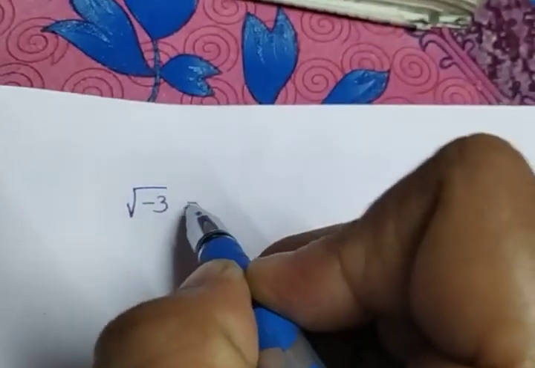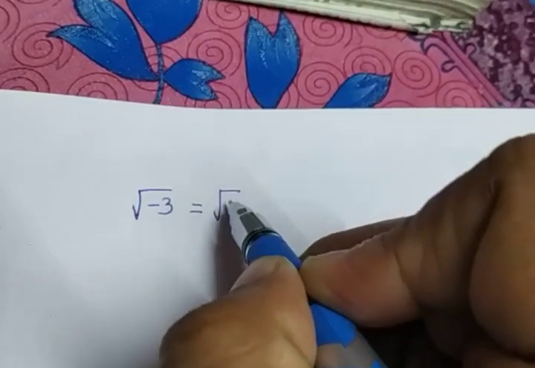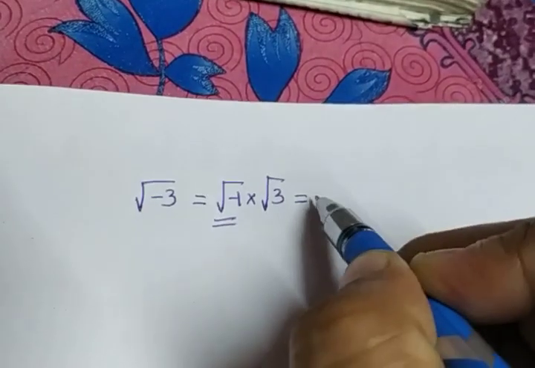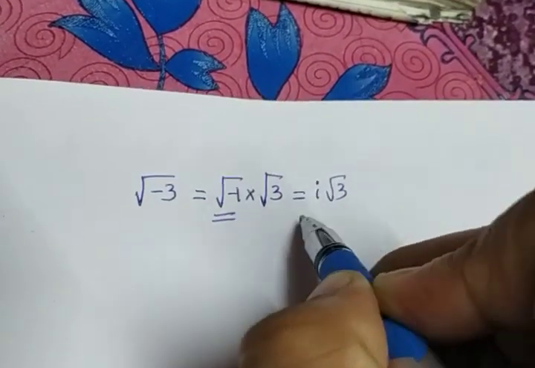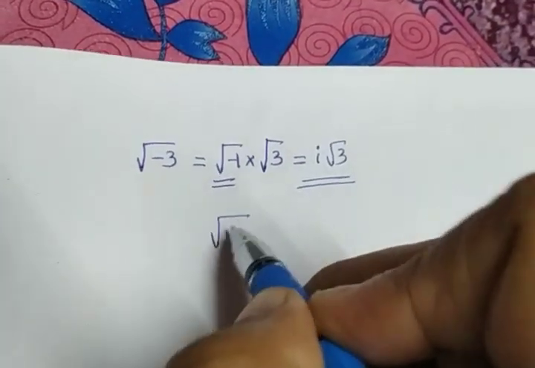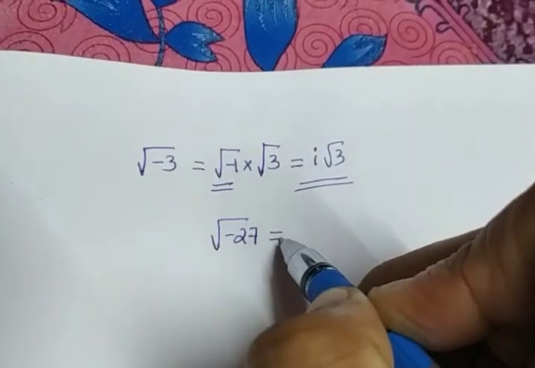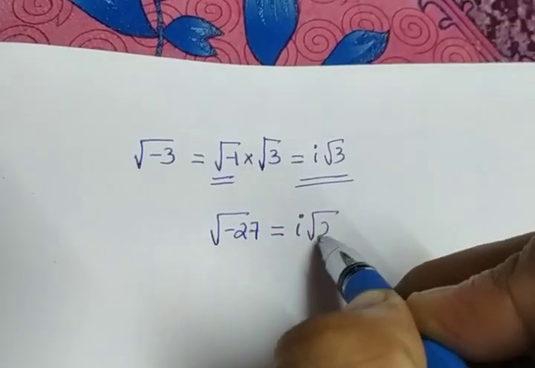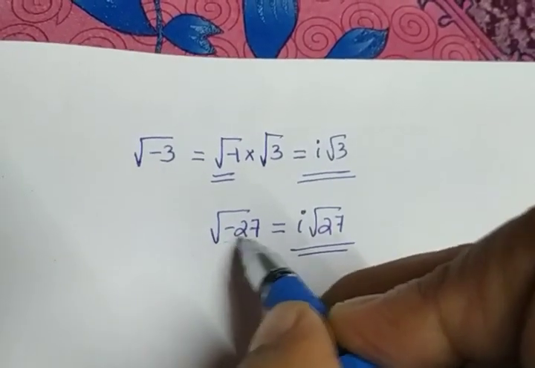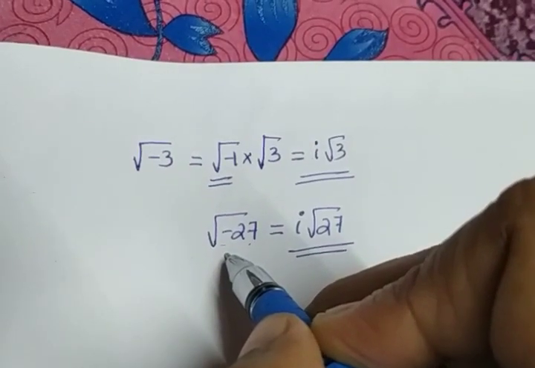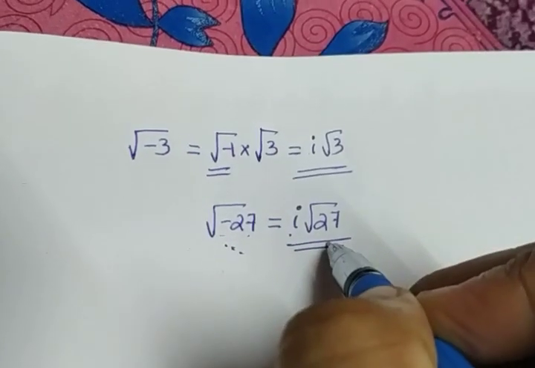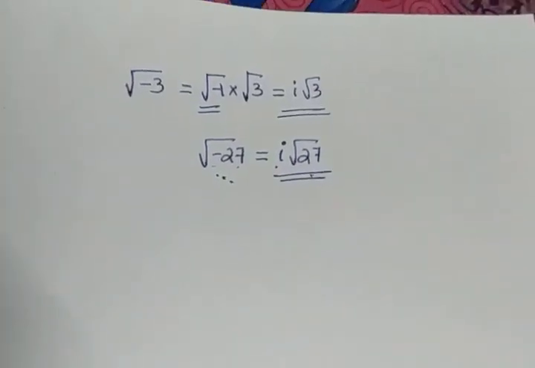To find the square root of a negative number, suppose I want to find the square root of negative 3. I separate it as root of minus 1 into root of 3. Root of minus 1, we know the value is i, so we can write it as i root 3. Similarly, if I want to write root of minus 27, I can directly write i into root of 27. From where did I get i? This can be written as root of minus 1 into root of 27. Instead of root of minus 1, I put the value i. So I can rewrite it as i into root 27.